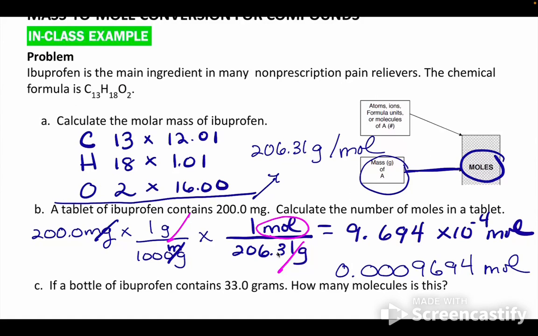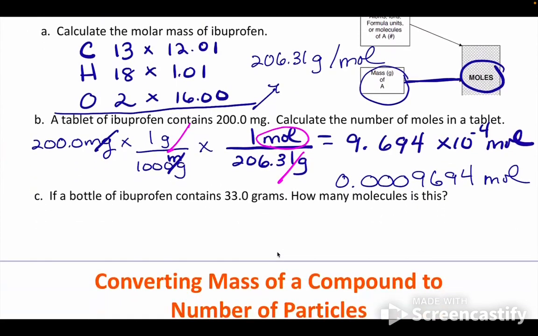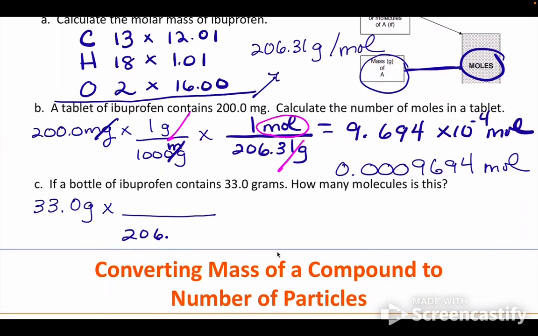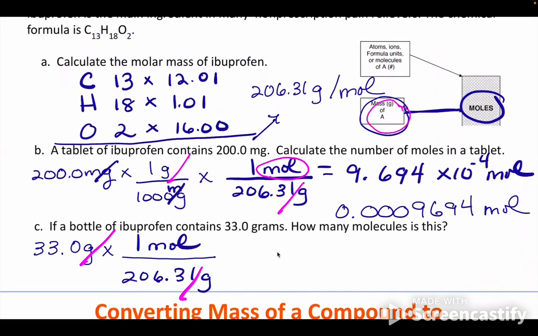All right, so let's keep going. A typical small bottle of ibuprofen is 33 grams. How many molecules of ibuprofen would that be? So we're going to use that molar mass again. If I stop right here, I'm in moles of ibuprofen. So I really did this step here. But now I want to know how many molecules, so I'm going to go one more step. This is my second step.